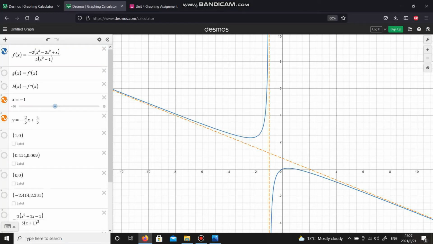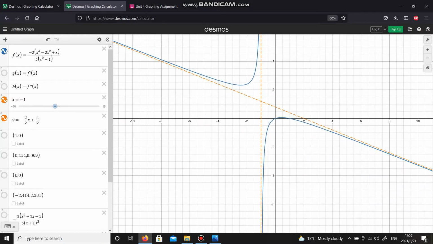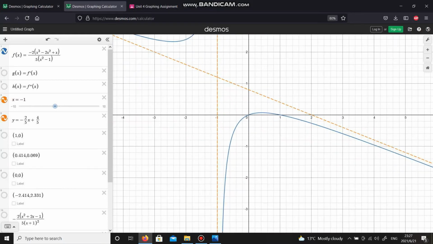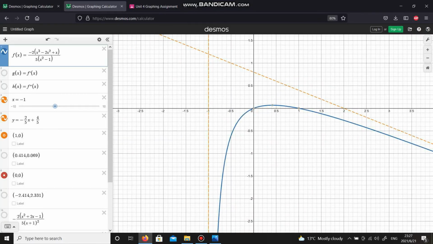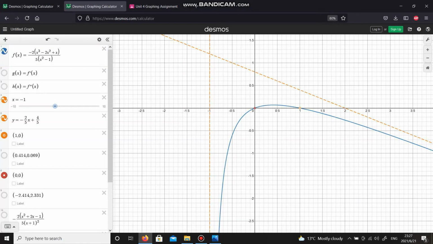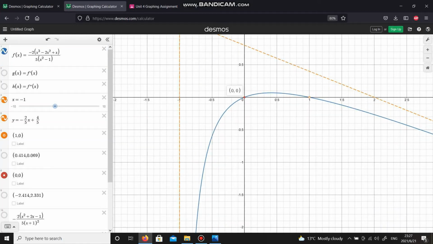So the other thing was the domain. Let's take a look at the points right here, the x-intercept. I have these 2 points. You think there are two x-intercepts, but indeed there's only one. The y-intercept is right here, 0, 0. The x-intercept is only at 0, 0.